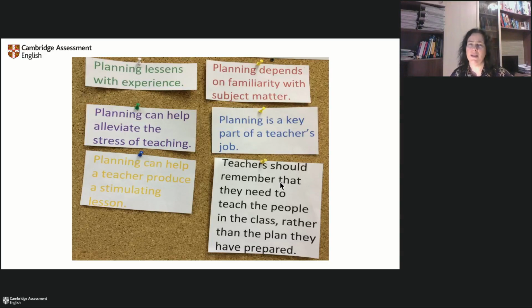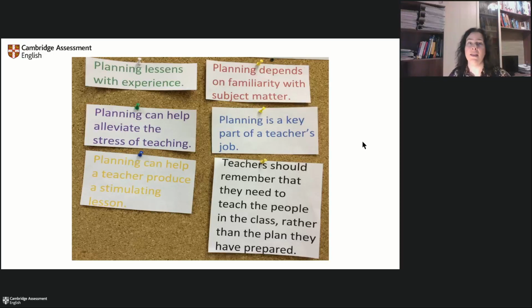Another thing I really like is this black one. So we teach the people. This is a very important component that we need to keep in mind somehow. It's all about needs analysis. It's about understanding your students' goals, motivation, needs, requirements, expectations, things like that. We've talked about that in the previous session, and I think it can affect our lesson planning a lot.